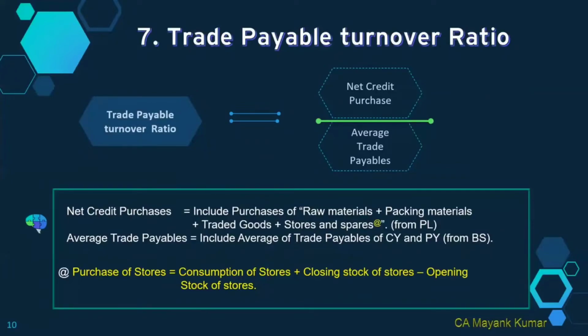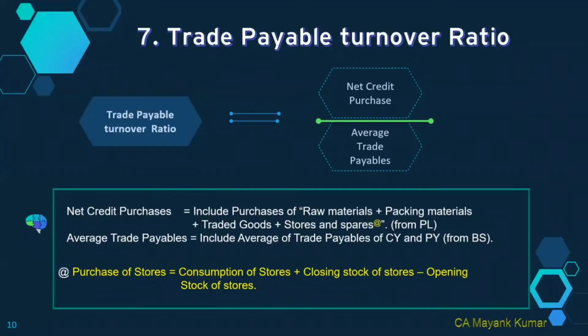Now it is calculated by dividing the net credit purchase by average trade payables. So net credit purchase will obviously include purchase of raw material, packing material, traded goods, purchase of stores and spares, but it should only be credit purchase, not cash purchase, which will be derived from the profit and loss account. And average trade payables means the average of trade payable of current year and previous year, which will be from the balance sheet. So you see, in case of net credit purchase, every item other than stores and spares purchase can be directly extracted from the profit and loss account.